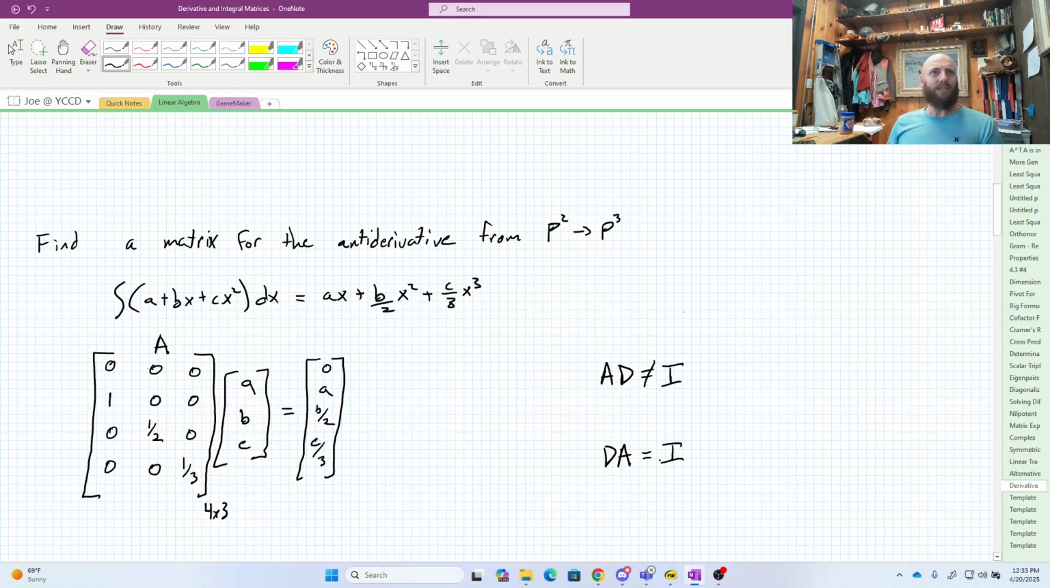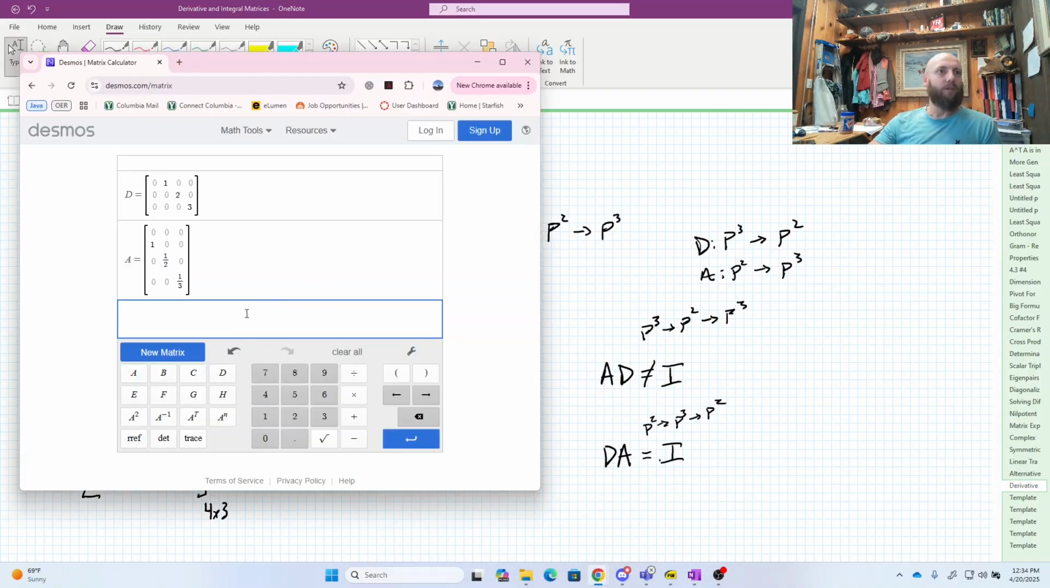Another way to think about this is to think, all right, D takes P3 to P2, and A takes P2 to P3. Right, so AD does P3 to P2 back to P3. That should be a problem. The fact that I smashed a big space into a small space and then back ought not work. Down here, A takes P2 to P3 and then takes that back to P2. That one could maybe work out for me. So let's go grab our little linear algebra thingamajig and try it.